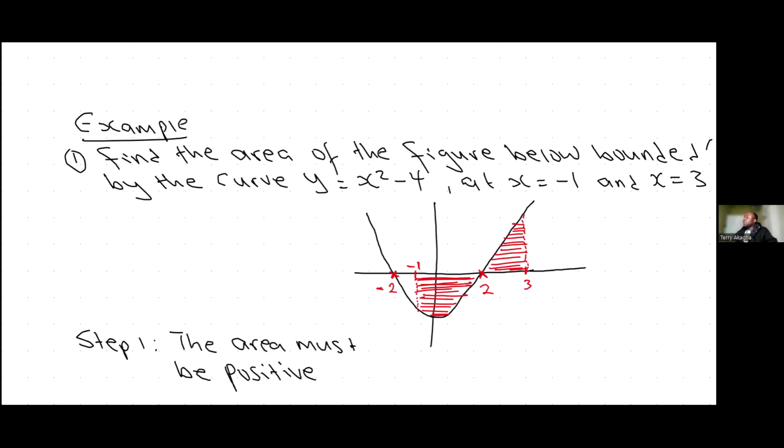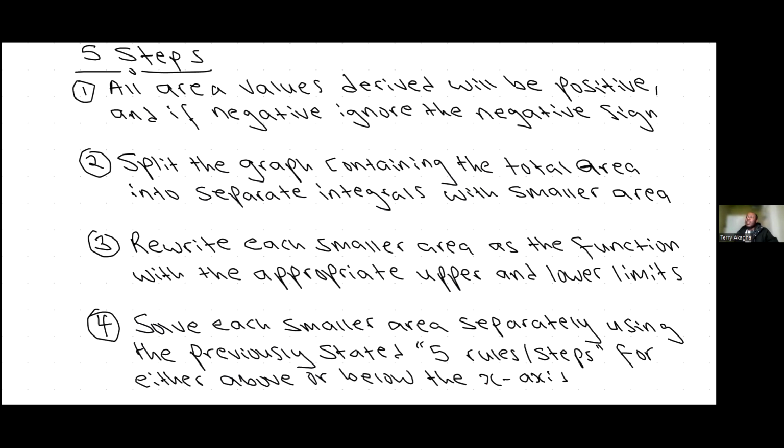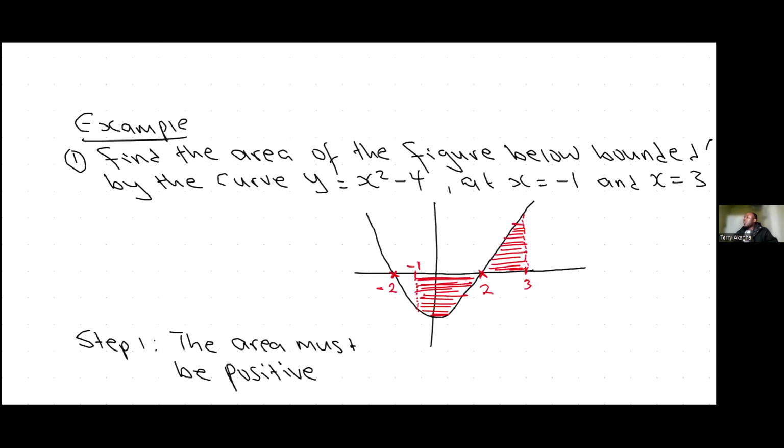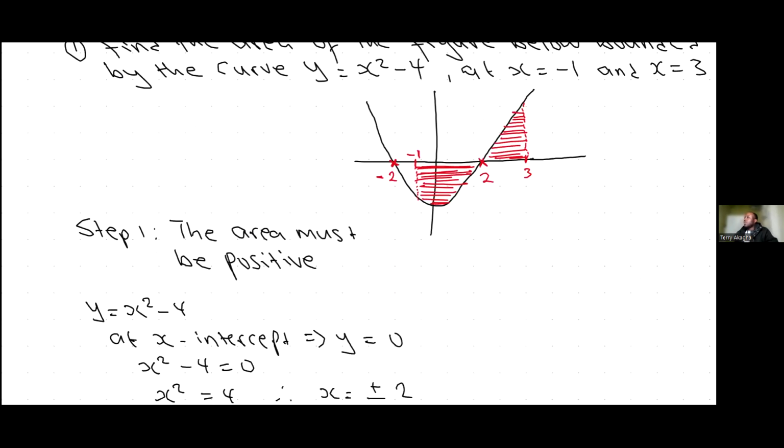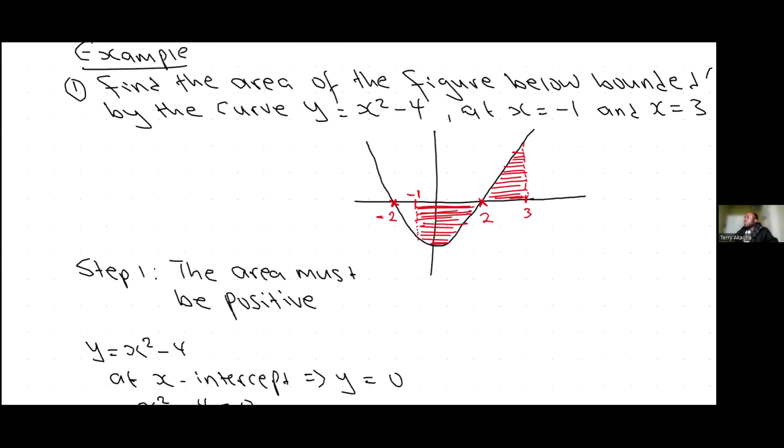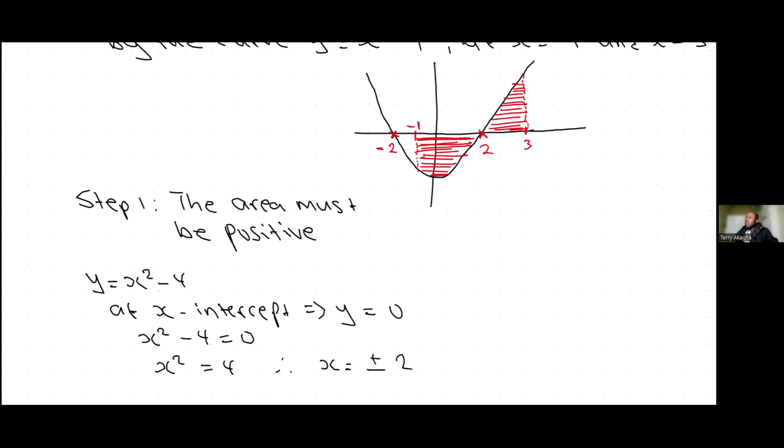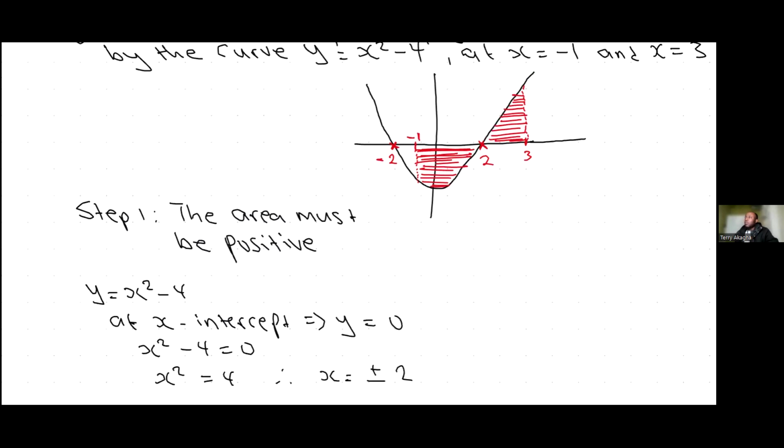Now, let's go to step 2. What does step 2 say? Step 2 said we need to split this graph containing the total area into smaller what? Into separate integral with smaller area, okay? So we have to split this graph now. So this is what we have. So we have to split it all the way down. So if you look at this graph, step 2, let me write step 2 here so that it will be easy to see. So this is step 1. So step 2, okay?